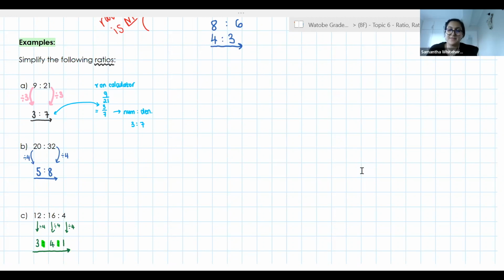Okay. And guys, that's a really good point to make. If you got 6 is to 8 is to 2, you're on the right track, but all of those can be divided by 2 again. So keep dividing and keep simplifying until you can't anymore.